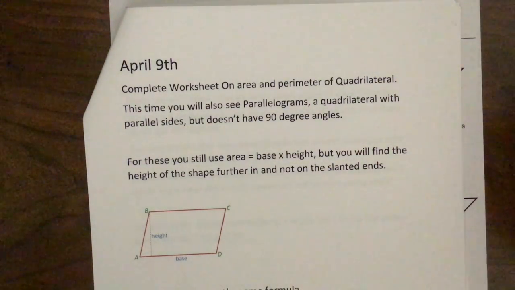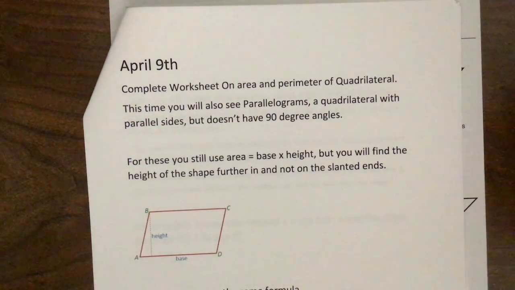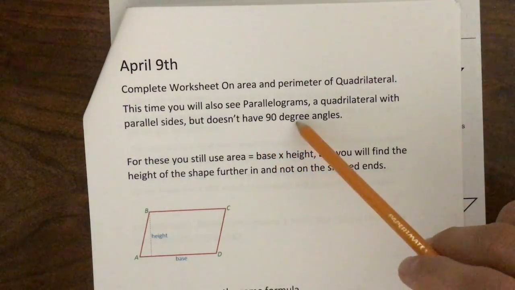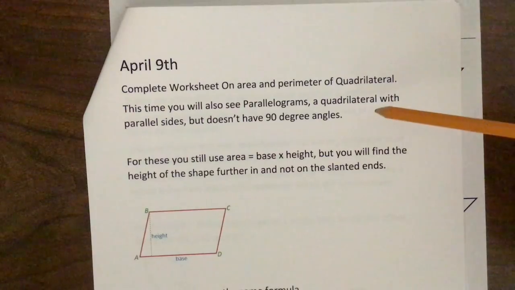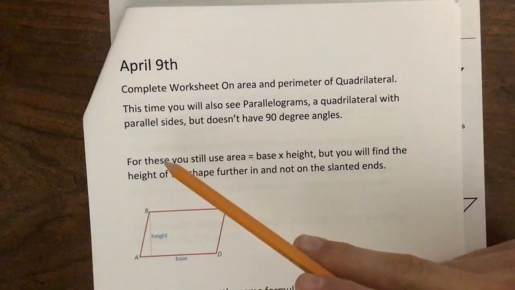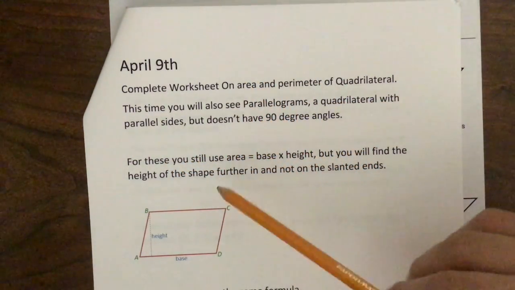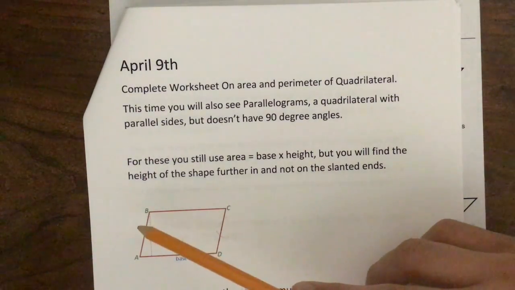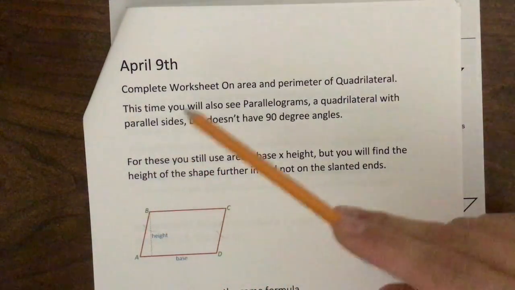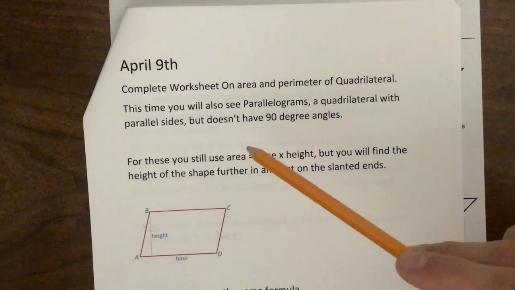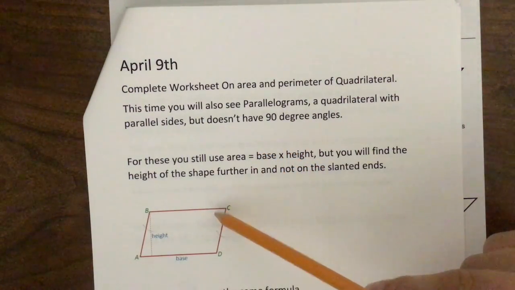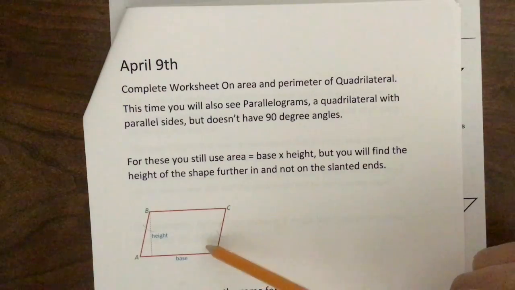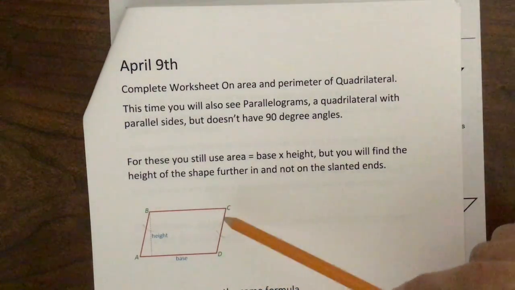Hi, everybody. It is April 9th. Today we're going to complete a worksheet on area and perimeter of quadrilaterals again, but as well as squares and rectangles, we're also going to see parallelograms, okay? This is a quadrilateral with parallel sides, but doesn't have 90-degree angles. So you can see this side and this side are parallel. They'll go on forever and never hit each other, but they're not a 90-degree angle. They're kind of shorter than that. This one's acute, this one's obtuse. Okay, so that's a parallelogram.